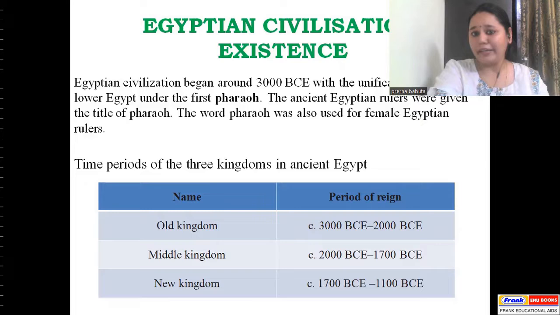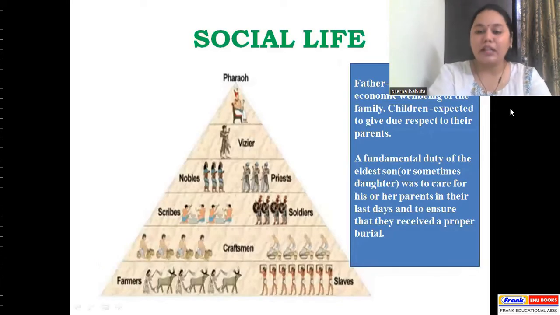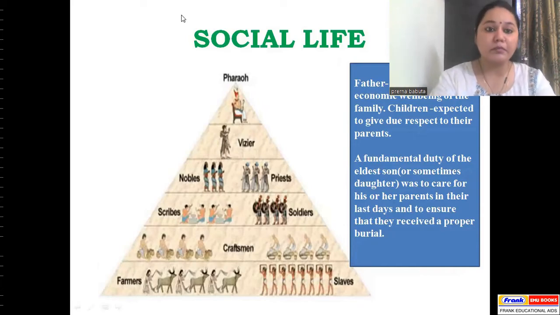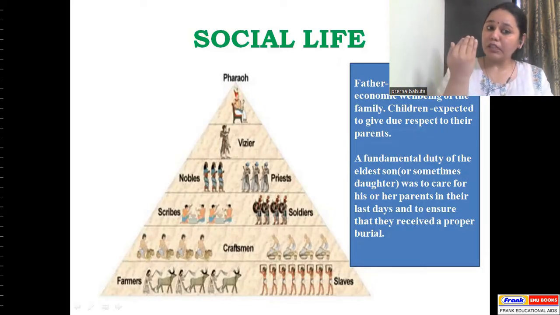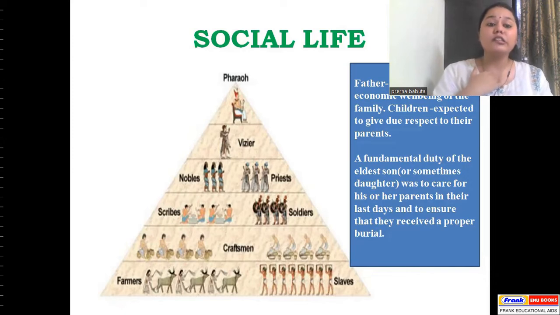Okay, now we come to the social life. If you remember, for Indus Valley civilization, we studied a lot of things related to their social life, how people were organized. For Mesopotamian civilization also, we studied how people were organized. So in the Egyptian civilization also, the society was divided into few sections. What were these? Let us have a look. So first, let me show you a picture of what the social structure was like.